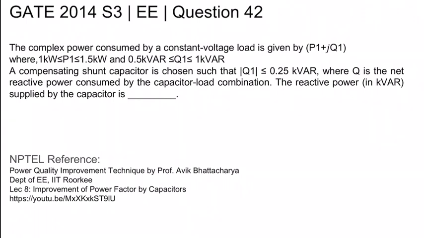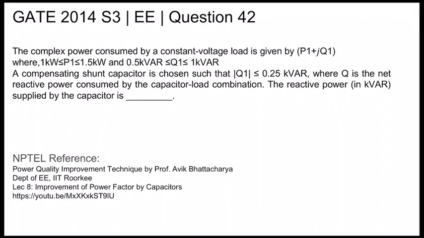A compensating shunt capacitor is chosen such that Q1 is less than 0.25 kVAr, where Q is the net reactive power consumed by the capacitor load combination. So now the reactive power in kVAr supplied by the capacitor is, for NPTEL reference you can refer to lecture number 8, improvement of power factor by capacitors, of the NPTEL course Power Quality Improvement Technique by Professor Avik Bhattacharya, Department of Electrical Engineering, IIT Roorkee.